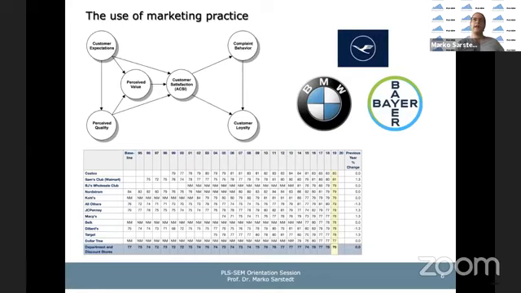Yeah, they actually use this model to calibrate their customer targeting activity. So how do you target customers? Which customers should you target with which measures? And this was all based on such a PLS path model.